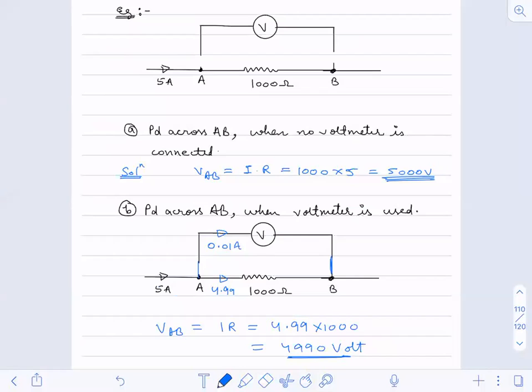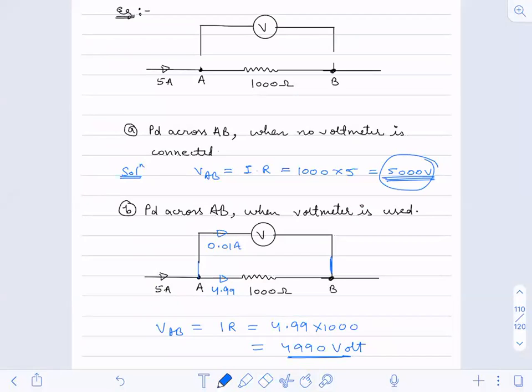Because of the voltmeter. Yes, because some of the current flows through the voltmeter. Very good. Some amount of current has been passed into the voltmeter. So now see, actually the potential difference is 5000, which is a correct value.